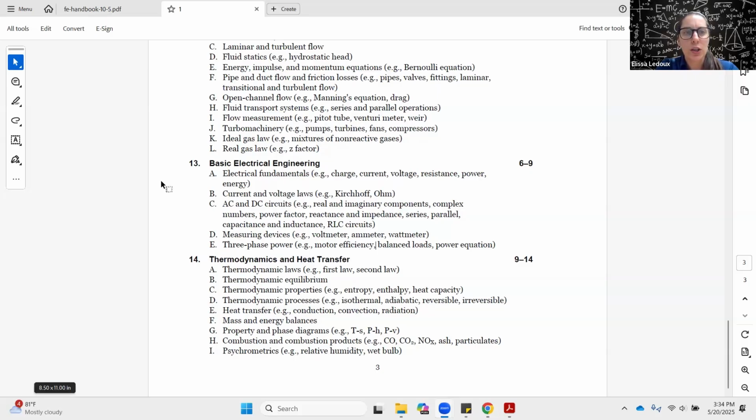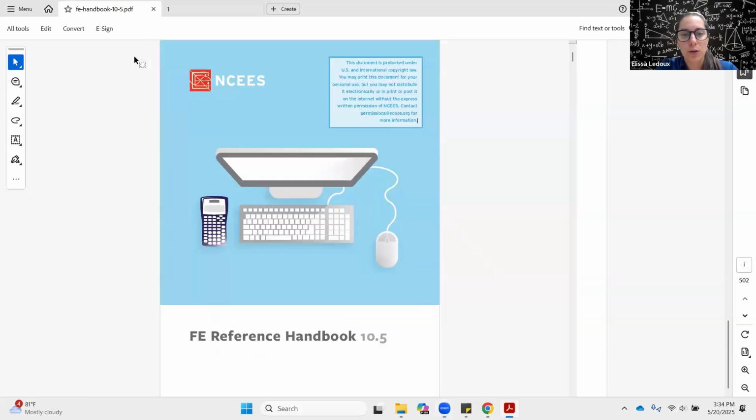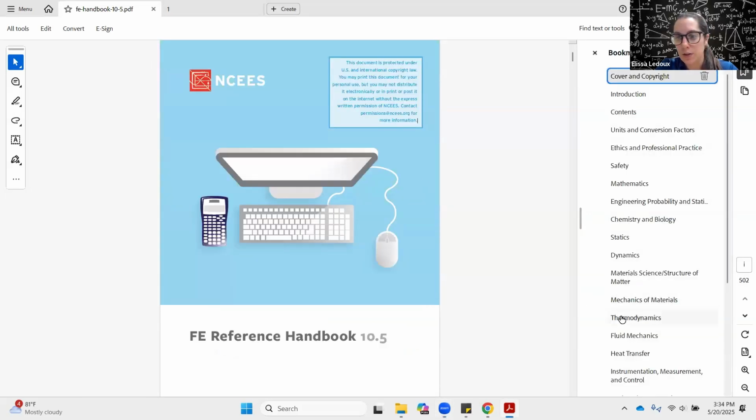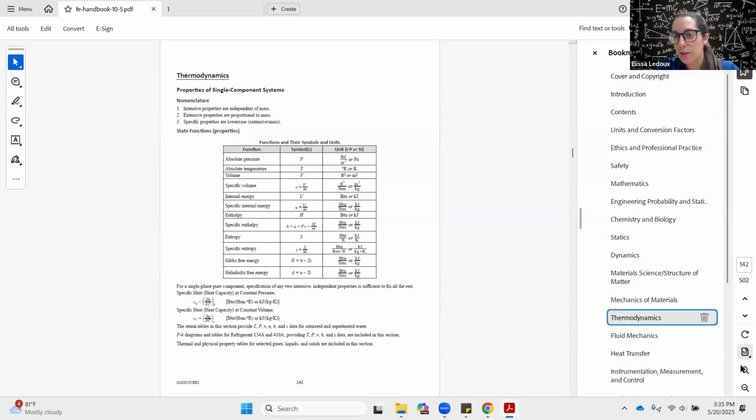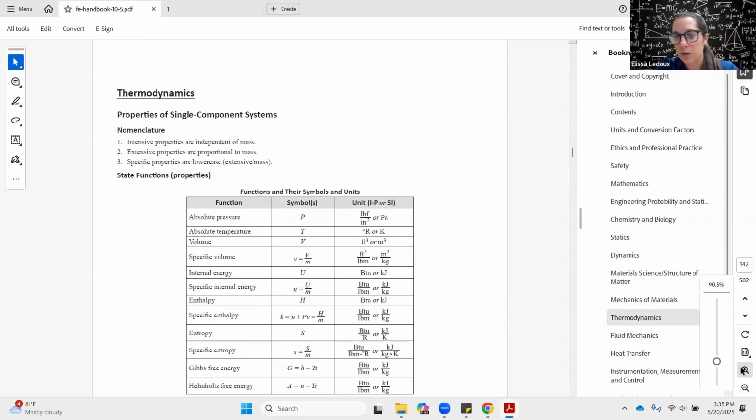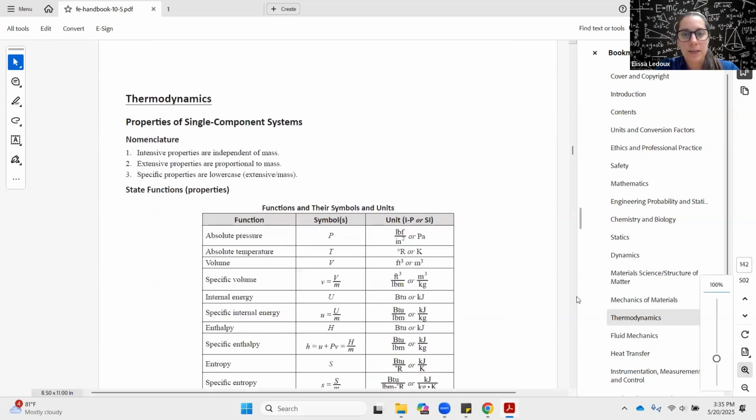So let's take a look at the handbook section. There are 2 sections in the handbook for this. There's a thermo section and a heat transfer section. We'll start here with the thermo. This is a big section, 30 pages. But you don't have to know quite all of it, but they could ask you almost anything.